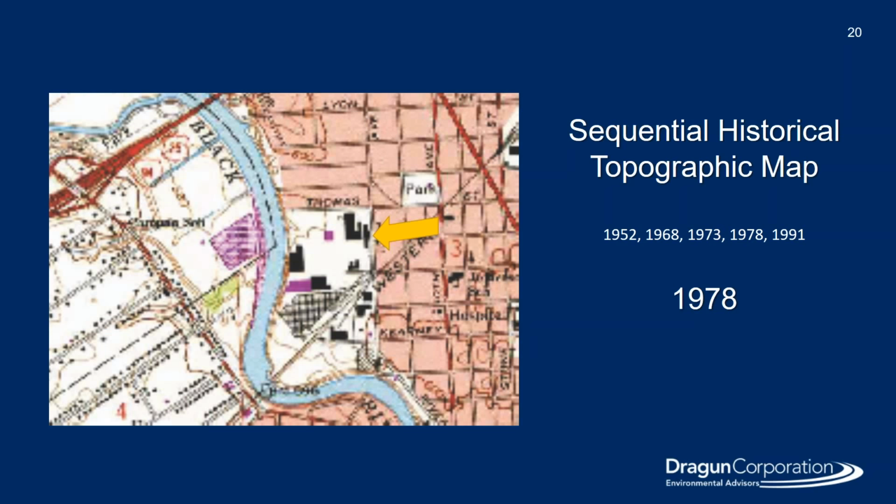For the site that we've been following, we had a USGS map ranging from 1952 through 1991. And in this 1978 map, our site designated by the yellow arrow shows development consistent with our aerial photographs of that time period. Additionally, you can see the river and you can see some other development around our property that, again, could play into our conceptual site model.